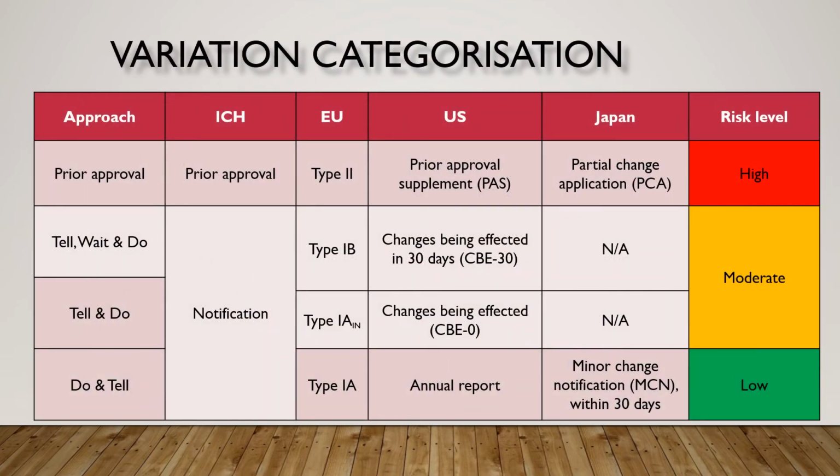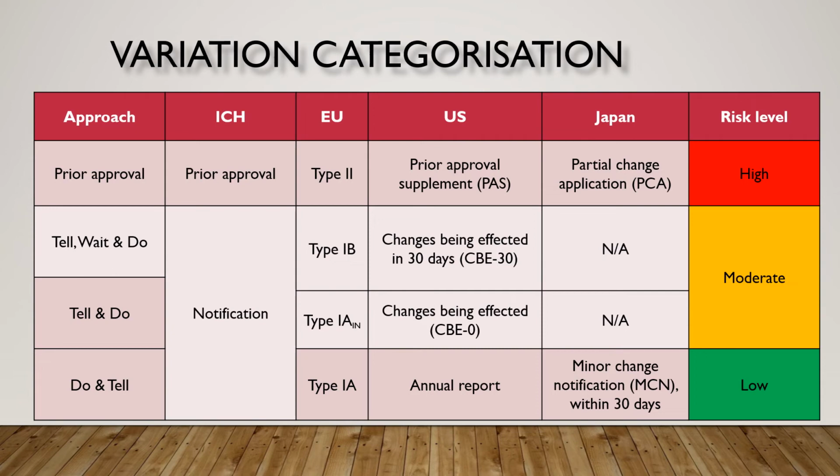Variation categorization. The variation categorization table shows the risk level of changes and the related region-specific approach. High-risk category changes require prior approval before implementation. Moderate risk category changes require notification to the regulatory authority before implementation and may require waiting for the regulatory authority response before implementation of these changes, such as Type 1B and CBE-30 changes.